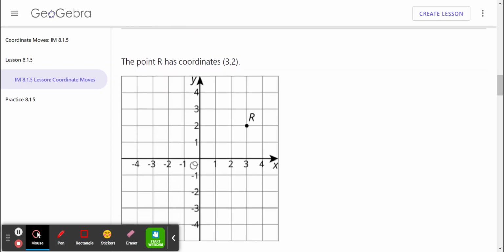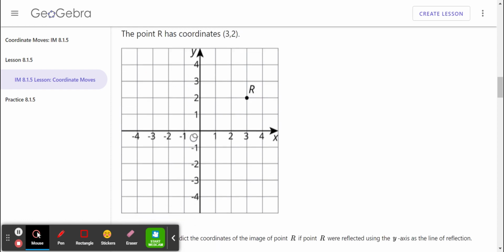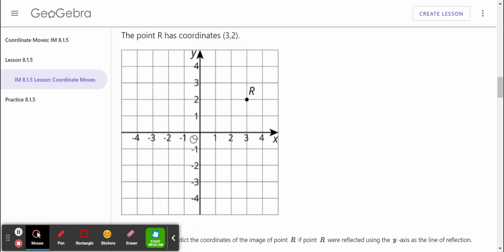Okay, so we just talked about what would happen if point R was reflected using the x-axis as the line of reflection. Let's take a look at point R. The point R has coordinates of 3 comma -2, and you can see point R right there on that coordinate grid.